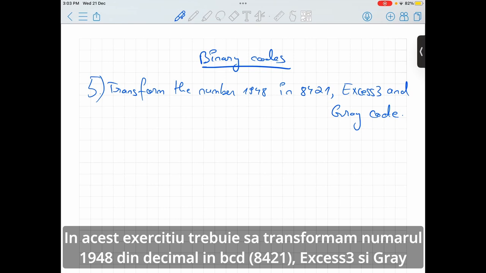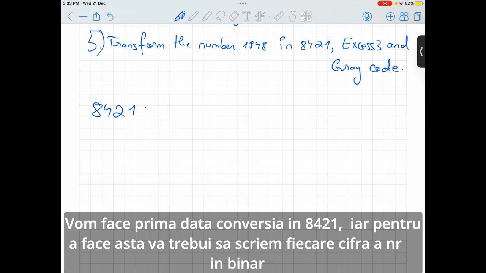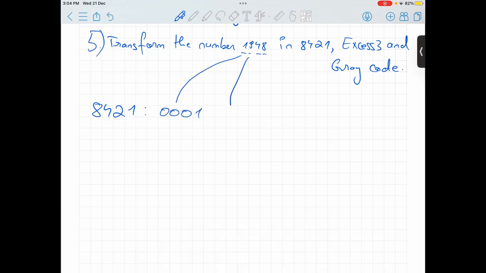In this exercise, we will have to transform the decimal number 1948 in code 8421, code XS3, and gray code. We will first do the conversion in code 8421. To do this, we will have to write each of the components of our decimal number in binary. So we have 1, which is 0001, 9, which is this one, and the same for the others.